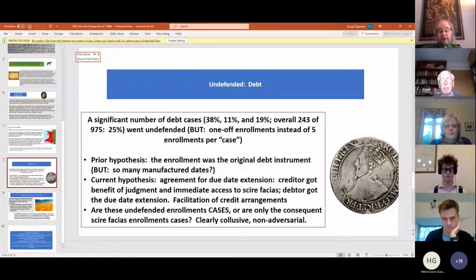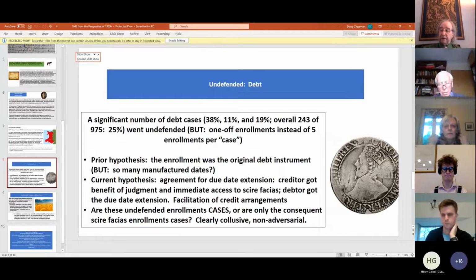It's a setup, and with 25, that's 25% of the debt enrollments were immediately undefended. And so the client just surrendered, as it were. You just don't find that kind of thing back in 1300. And so I concluded, and still conclude, that this has to be some kind of collusive activity.